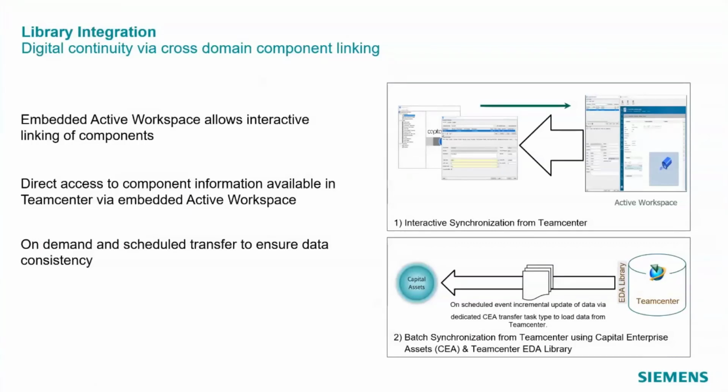To ensure those libraries are always in sync without manual intervention, the EDA library capability in Teamcenter is used to extract the updated components and automatically send them to Capital. The schedule for that integration is defined on the Capital side using our Capital Enterprise Assets application, and it initiates the pull of the latest component information from Teamcenter and manages the merging of that data over into the Capital library itself.